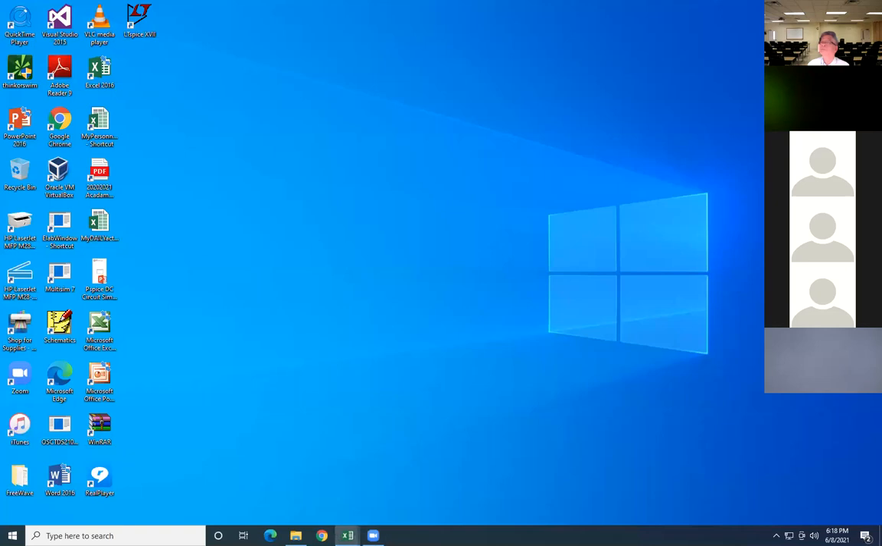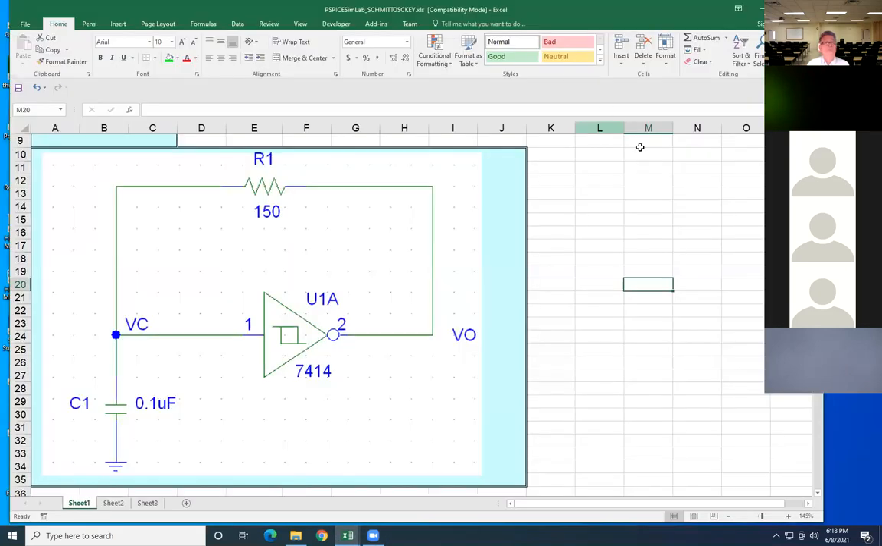I want you to calculate the T high for this circuit. Which circuit? Can you share your screen? Oh, sorry. Calculate T high, T low.